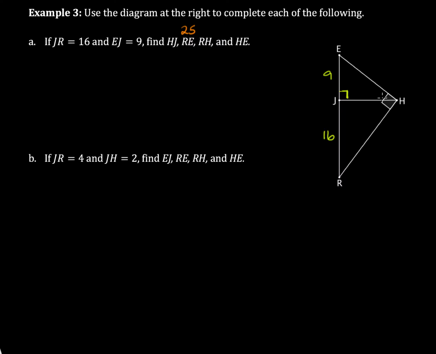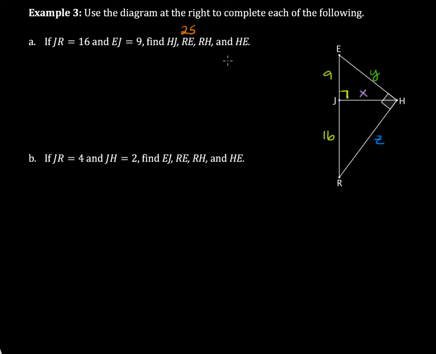Well, how can I do the others? Here's what I'm going to do. I'm going to put variables. I'm going to put X right here. Let's see, I'll use some different colors. I'm going to put X right there. I'm going to put Y right there. And I'm going to put Z right there. These are the three things that I still need to find, right?